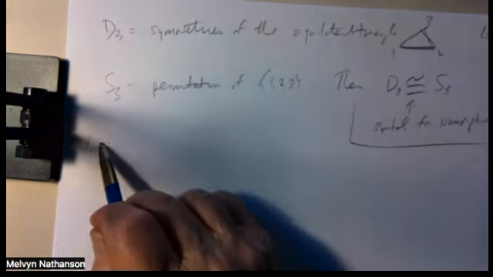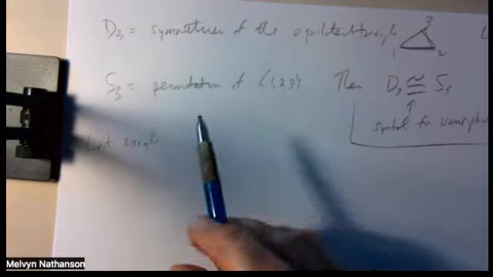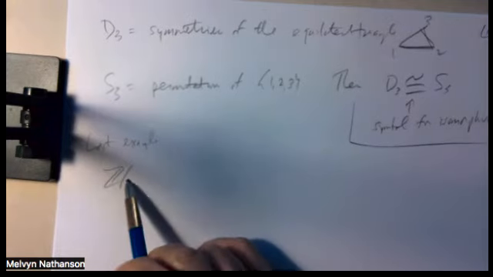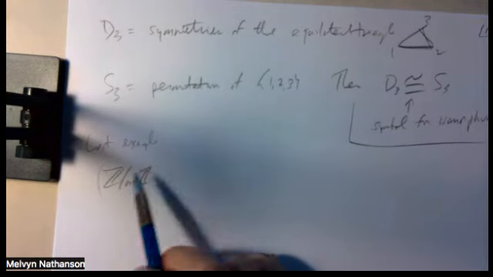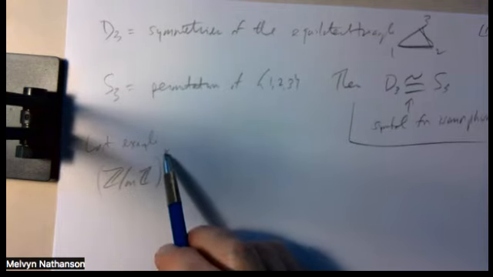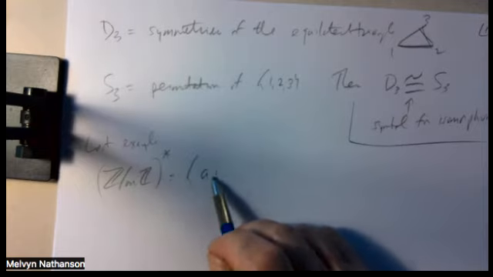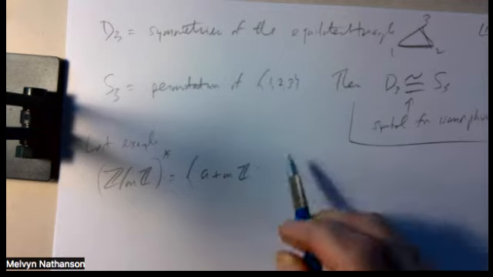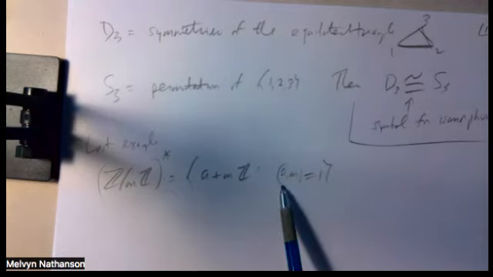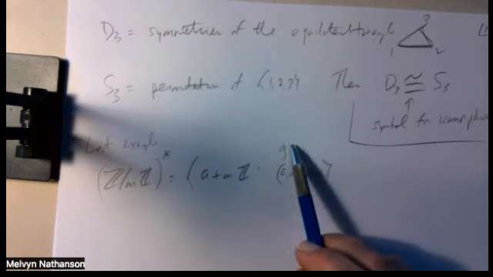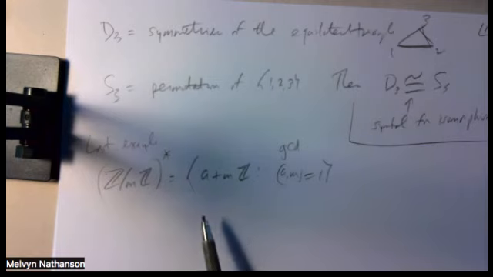Okay, last example of a group for today. Suppose I let Z mod MZ be the set of congruence classes mod M. But Z mod MZ star is going to be the set of all congruence classes A plus MZ, where A and M are relatively prime. That is, the greatest common divisor, the GCD, of A and M is 1.